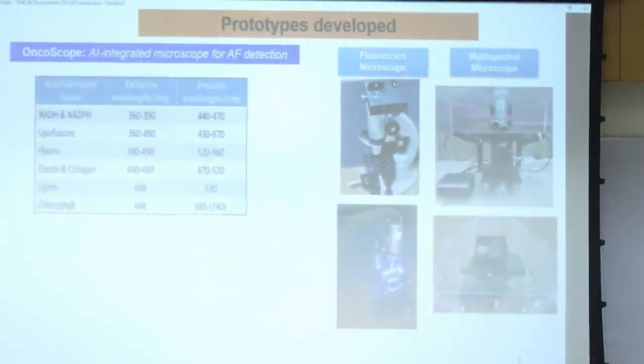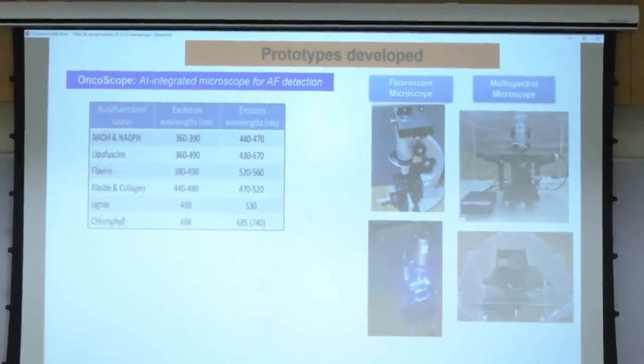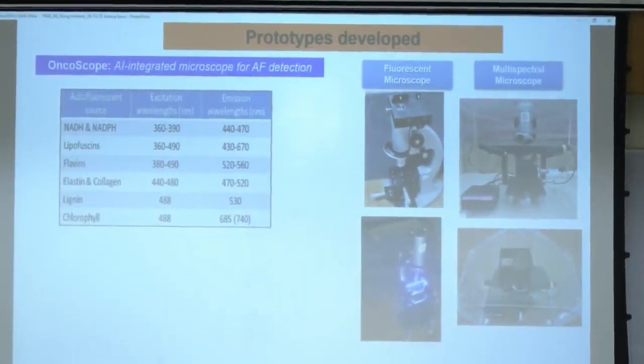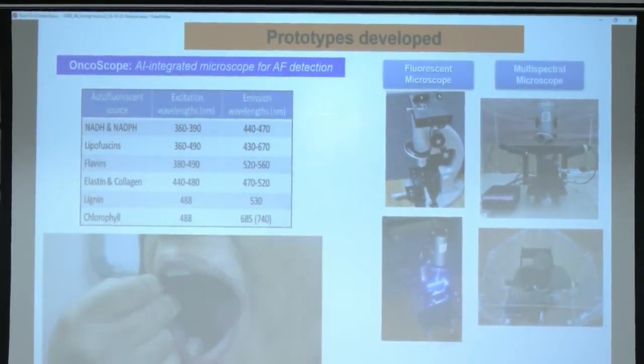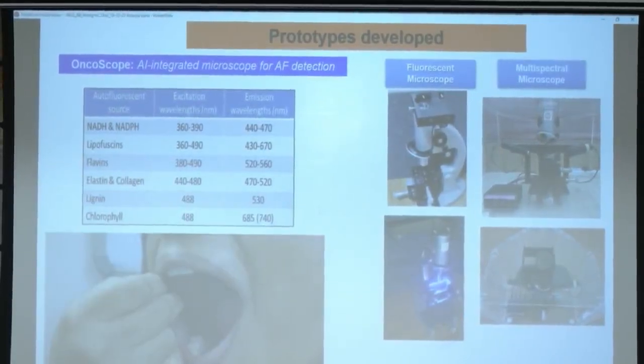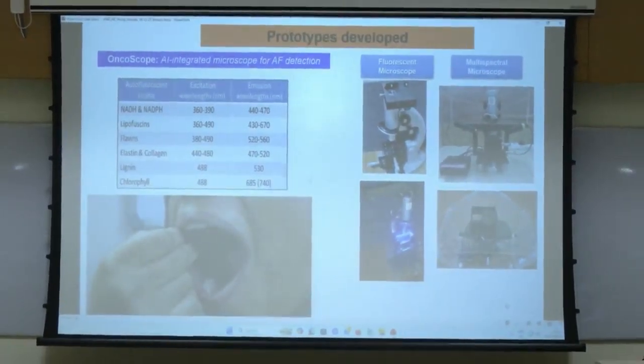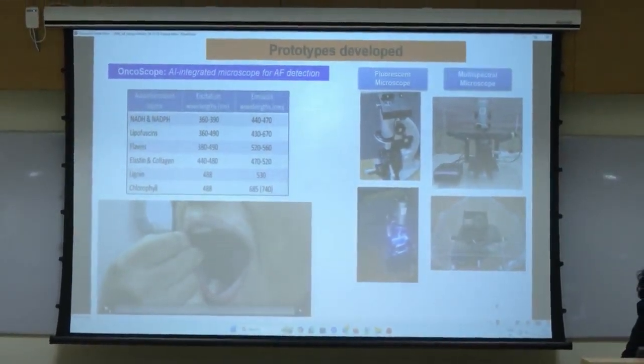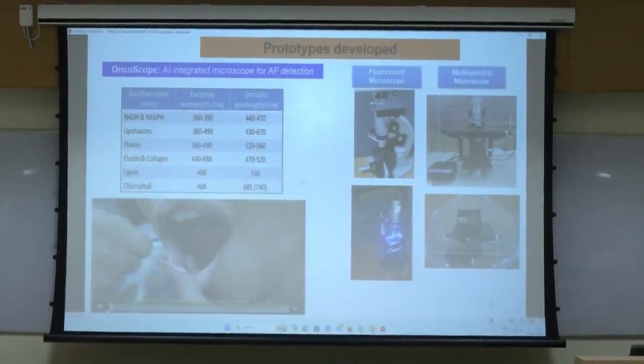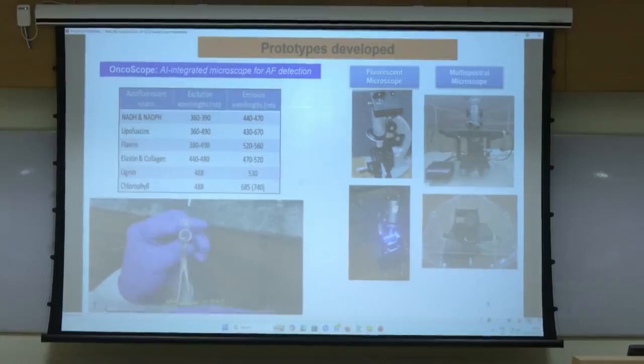So this is the basic system that we have made. This is the multispectral microscope using different types of autofluorescence sources. We typically use different LEDs to excite the cells at different levels and to see the signature of this. There is one small video which summarizes the entire process.